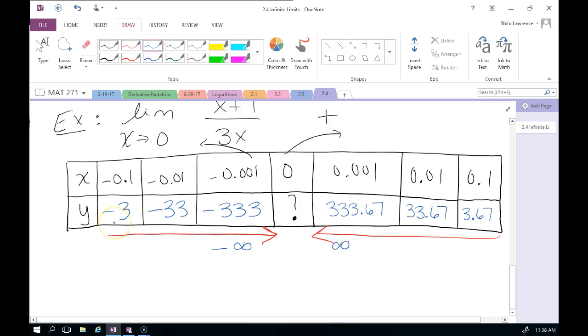So the limit as x approaches 0 from the left is negative infinity. The limit as x approaches 0 from the right is positive infinity. What we were asked to do is just the limit as x approaches 0. Well, the left and the right are not matching up, which means this limit does not exist.